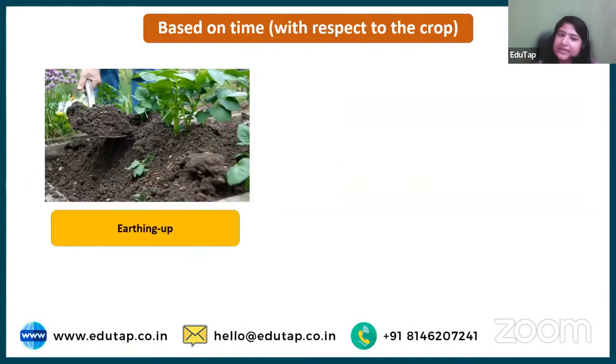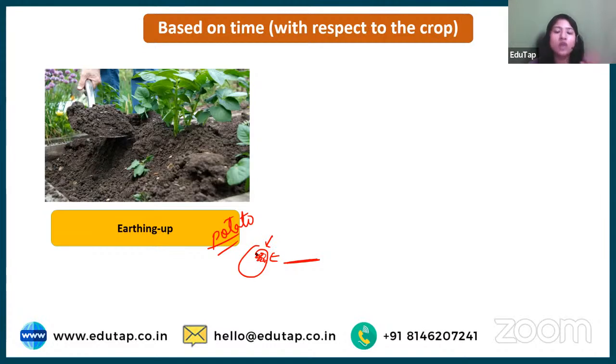So that is called hoeing. Okay, earthing up, which was our question also, and the best example of it is potato. Okay, you must have seen in some potatoes a greenish color. Can anybody tell the name of this greenish toxin that is formed? And that green portion is not good for consumption.